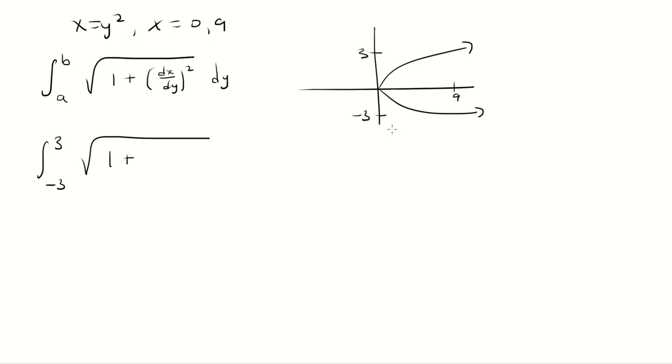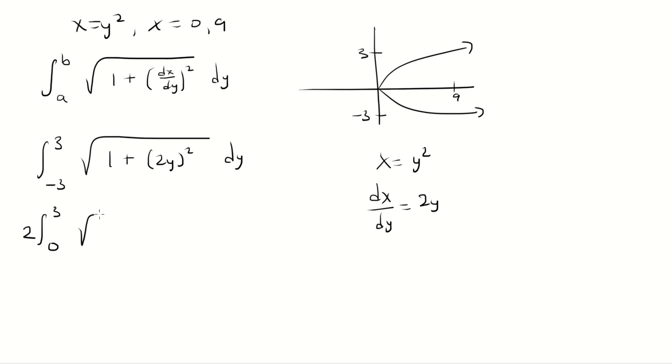Now the derivative of x in terms of y is just going to be dx over dy, and the derivative of y squared with respect to y is just 2y. So this will be 2y squared dy, and because this is an even function, we could just take 2 times the integral from 0 to 3, 1 plus 4y squared dy.